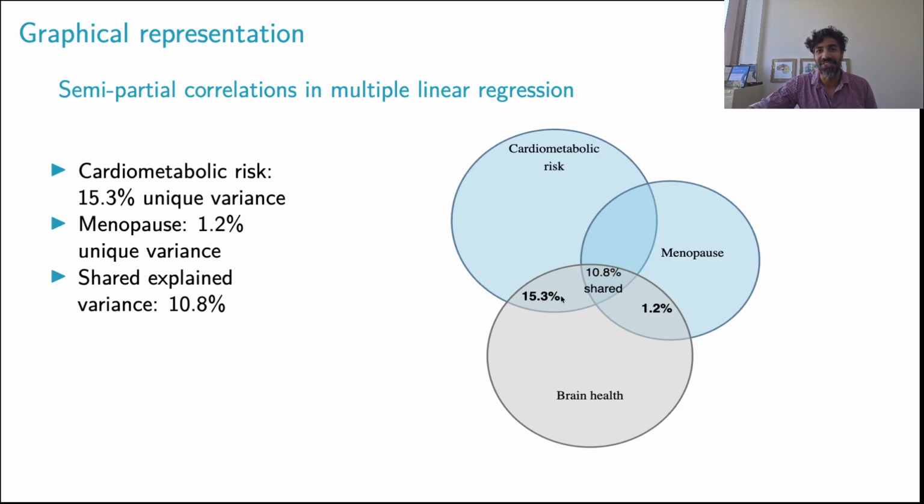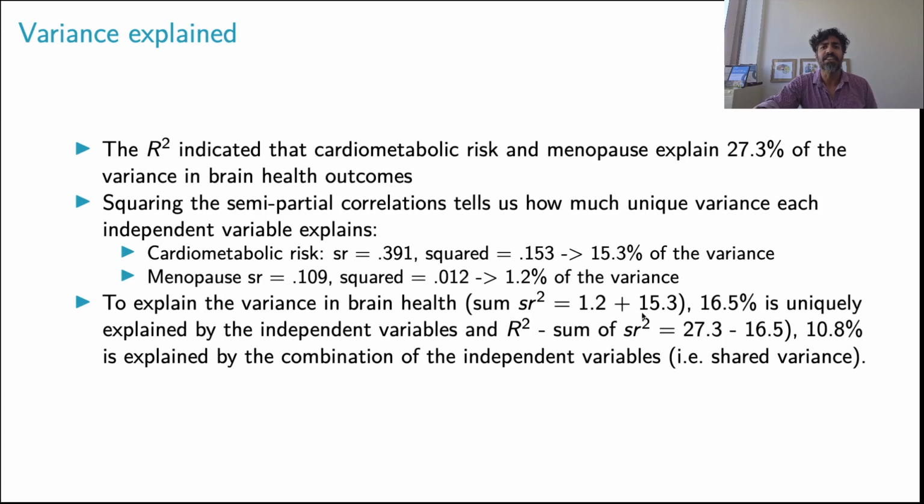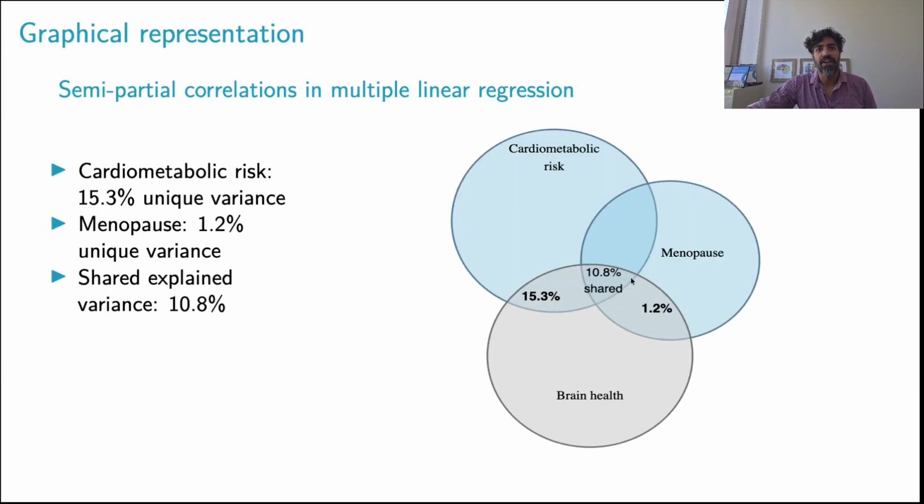So cardiometabolic risk is 15.3% here. Menopause is 1.2%. So that's the unique variance that they have. And the shared variance here is 10.8%. Right, so not to scale, but it's all there. And so that's how you can see in total that when you look at R squared, all of this is R squared. How much of the variance in the dependent variable is accounted for by your independent variable measures, right? So we get that 27.3%. The SR squared is our unique variance for each of these measures. And that's semi-partial correlations in a nutshell.